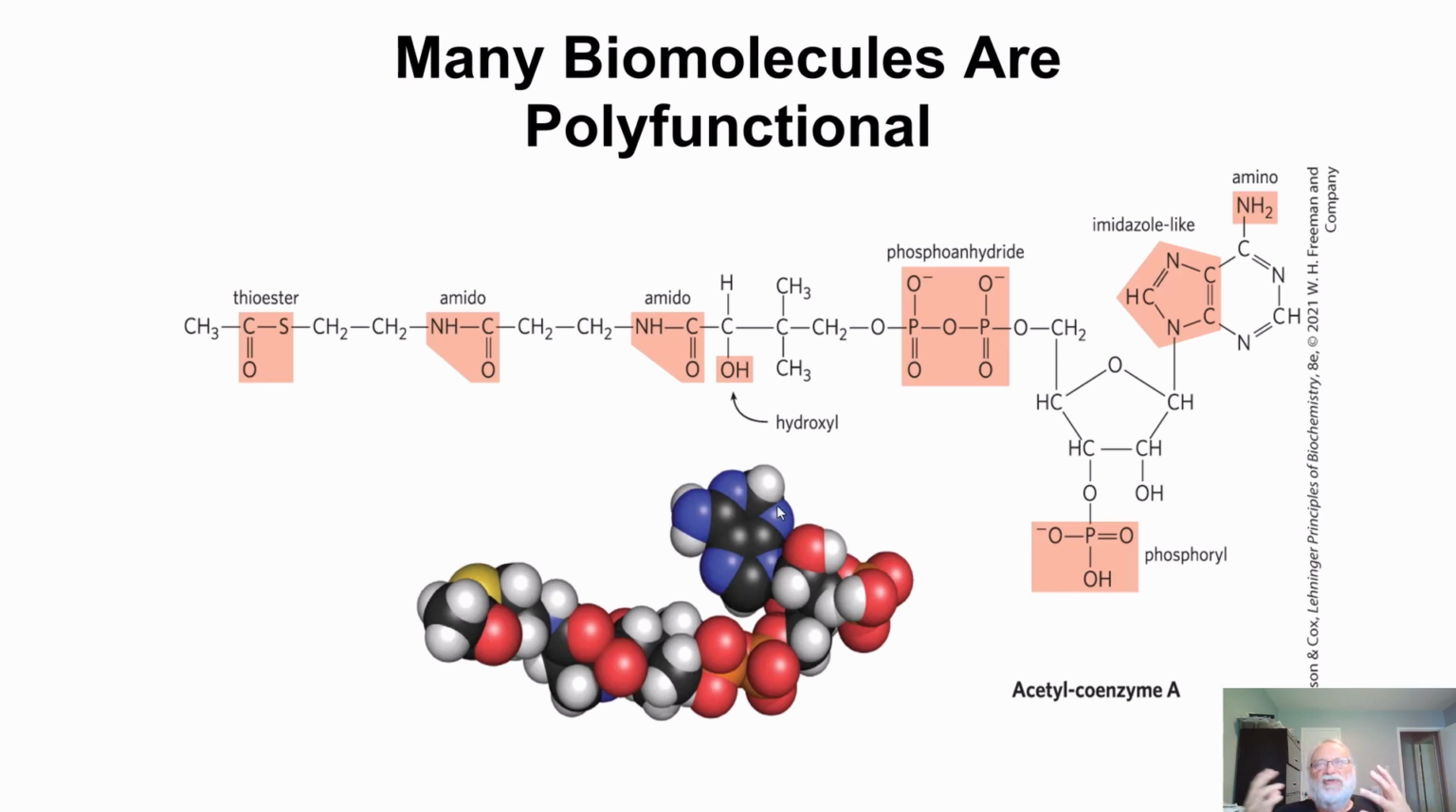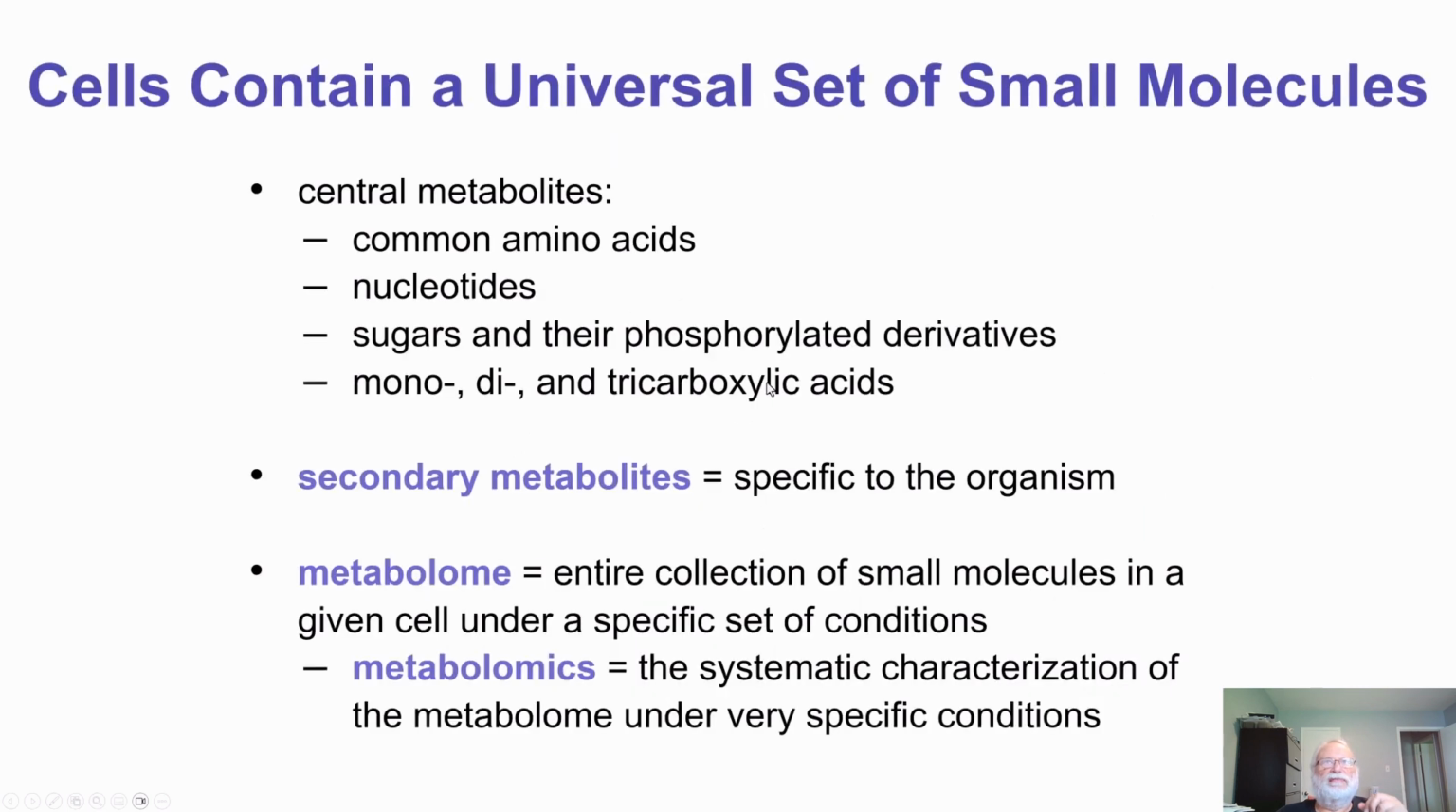But what's really interesting is a lot of biomolecules have many of these functional groups. So they're polyfunctional. Look at this, acetyl coenzyme A. It's a cofactor that's used in a lot of different aspects of biology. You see here there are thioesters, amido groups, hydroxyl groups, a phosphoanhydride group, an imidazole-like group, amino groups, and phosphoryl groups, all working together to make a molecule that has a certain specificity and a certain structure.